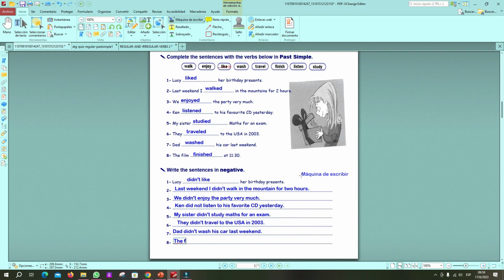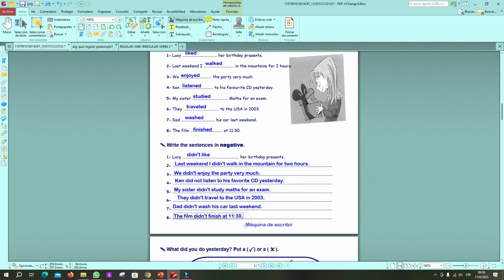The film didn't finish at 11:30. Okay, so there you have that. The film didn't finish at 11:30. Okay, that's great. So, do you have questions about that?